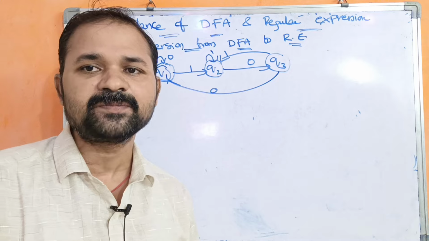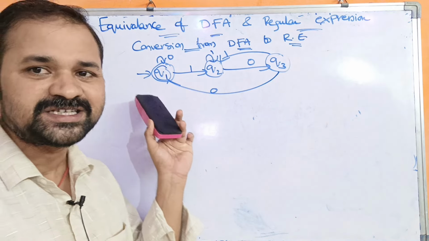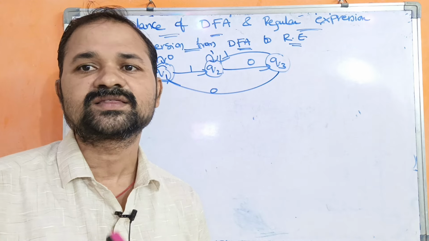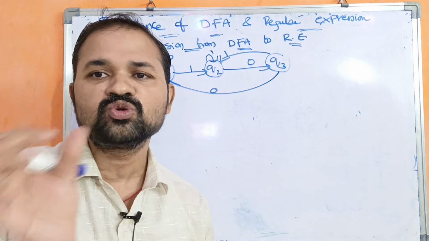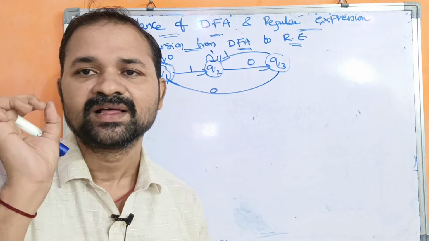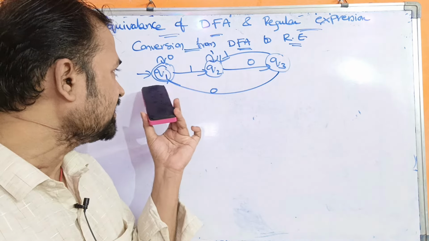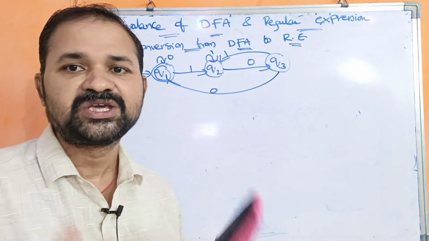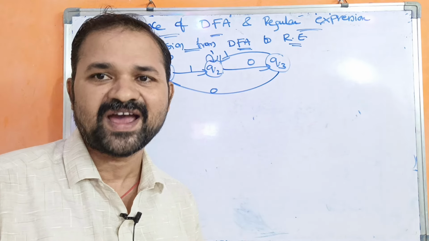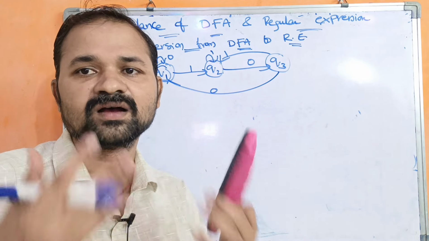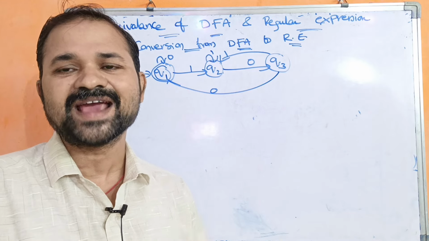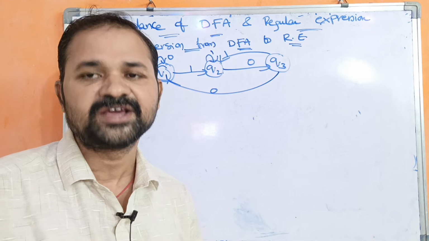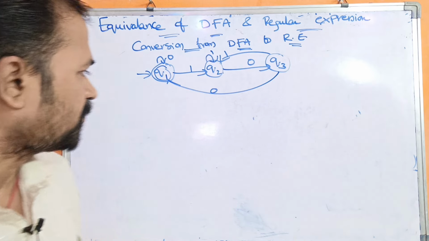The second step is, for the starting state equation, we have to add epsilon. And the third step is we have to solve the equation for the final state. Here the final state is Q1, so we have to solve the Q1 equation. The Q1 equation becomes the final equation, and that becomes the regular expression. Here we have to use Arden's theorem for simplification of the regular expression. Let us see the problem.